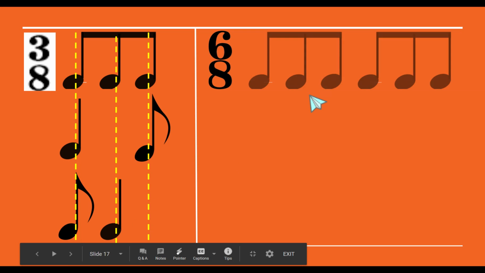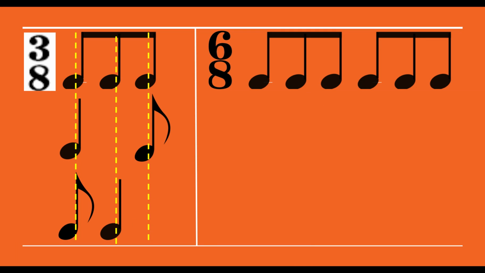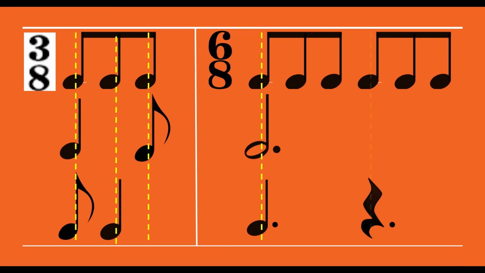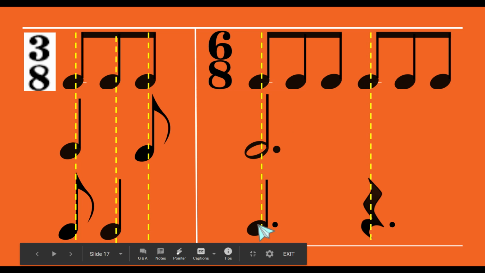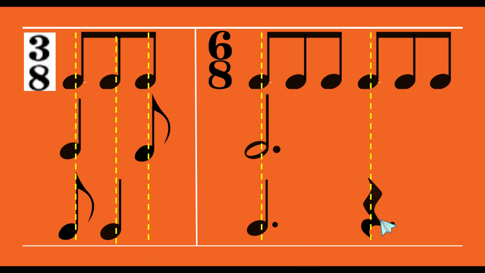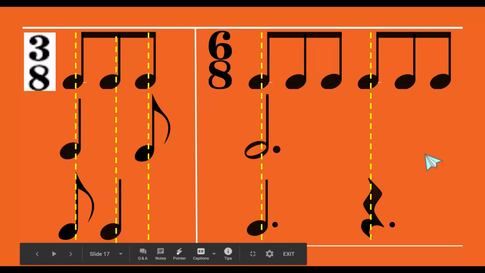Let's jump over here to our 6/8. Here is a common measure of 6 eighth notes. And then I have our dotted half, which has 6 eighth notes inside of it. And then our dotted quarter rest. And look at the big beat here. The first one would sound like this. 1, 2, 3, 4, 5, 6. 1, 2, 3, 4, 5, 6. 1, 2, 3. And beats 4, 5, and 6 are silent because of the rest.